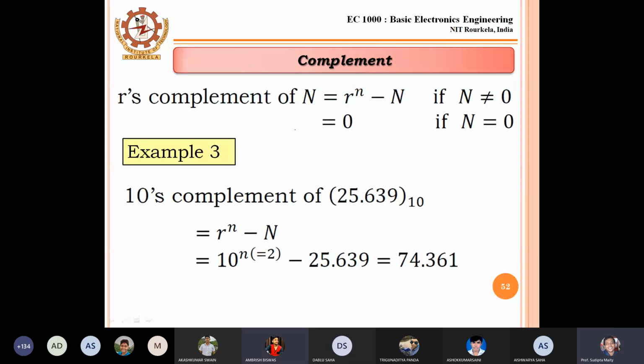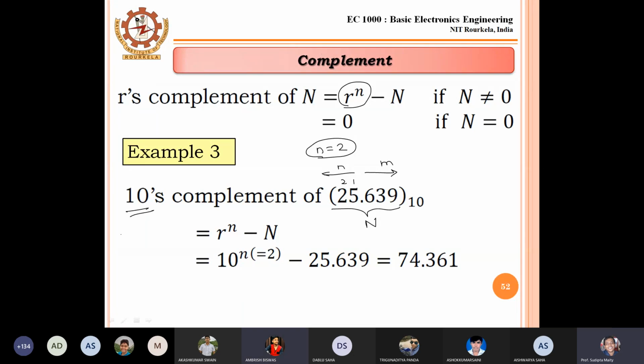Now, example 3. I want to find the tens complement of this. Now I have small n also, and I have small m also. But we do not have any solution using small m, so I have to take only small n. So here, what is the value of small n? 1, 2. It is 2. Clear? Very good.